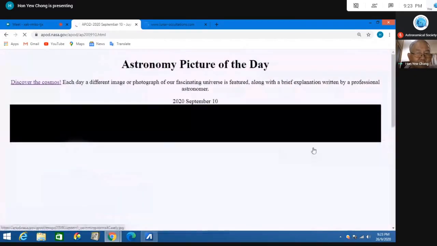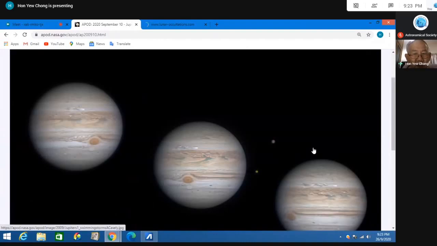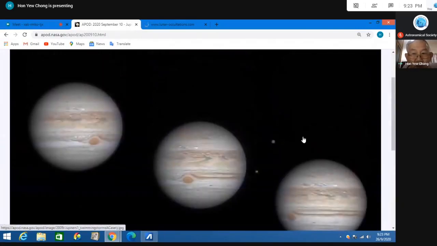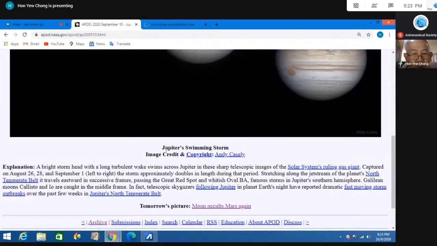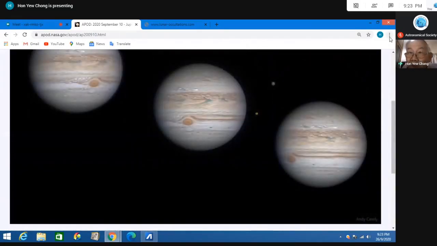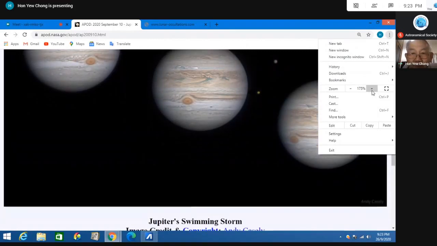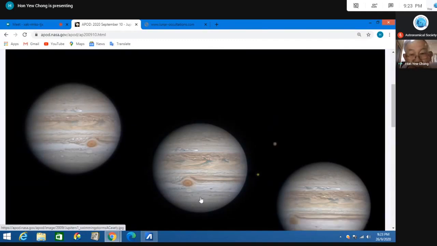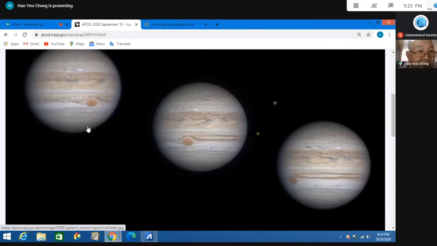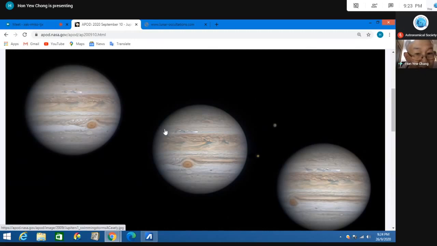September 10. Okay, Jupiter, the moons of Jupiter and the Great Red Spot, and this is called Jupiter's swimming storm. All right. So Jupiter's swimming storm, I will enlarge it for you first. You can see the swimming storm is not the Great Red Spot. The Great Red Spot has been blowing for a few hundred years, but this one here, you see, there's a storm brewing.